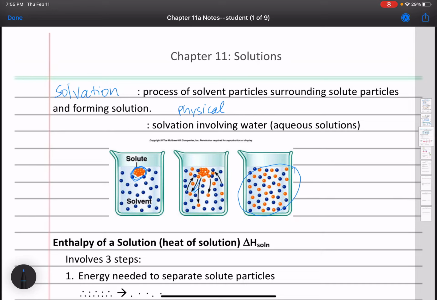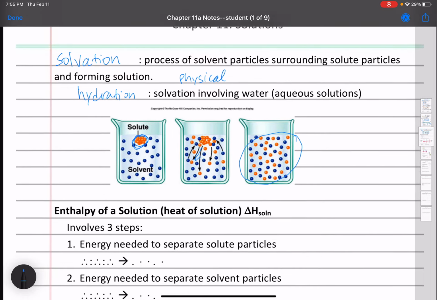So that's a physical thing. The chemicals are not changing. Notice you still have little blue balls and little orange balls. We haven't changed the chemicals at all. We've just evenly mixed them together. So that is a physical process. Another term for solvation, if we're solvating a solute in water, we call it hydration. So hydration is dissolving a solute in water.